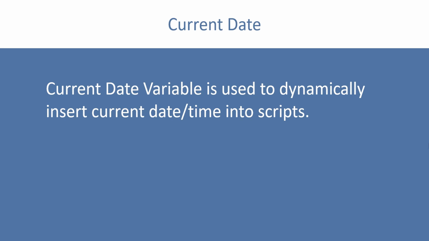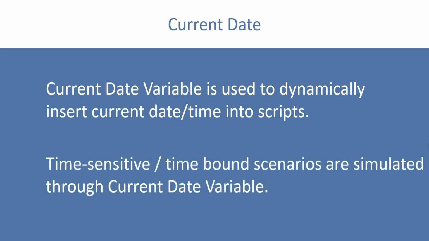Current date variable. Current date variable is used to dynamically insert current date time into scripts. Time-sensitive, time-bound scenarios are simulated through the current date variable. Let me demonstrate this to you.